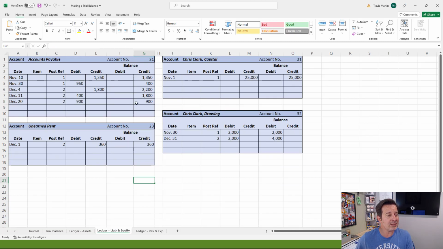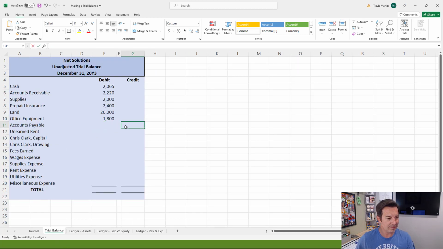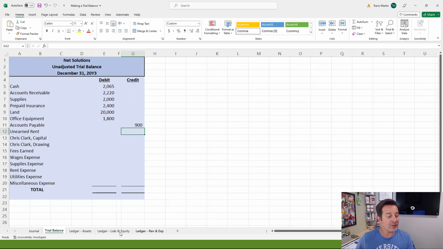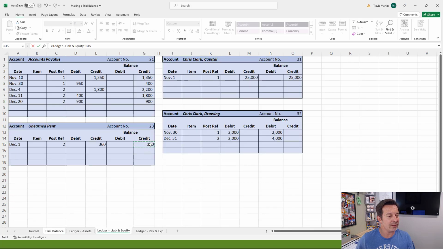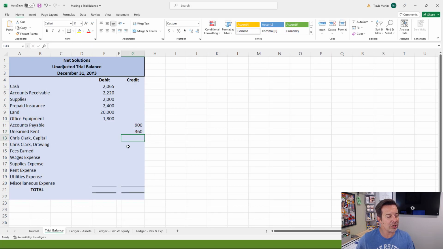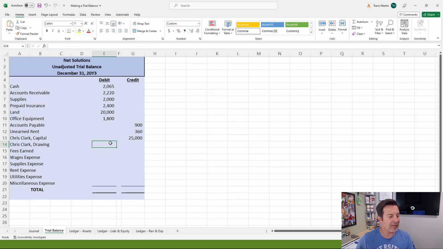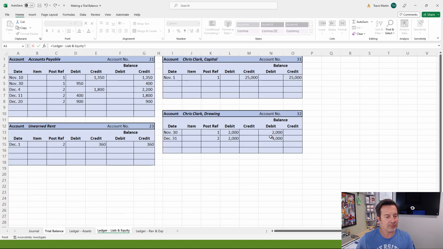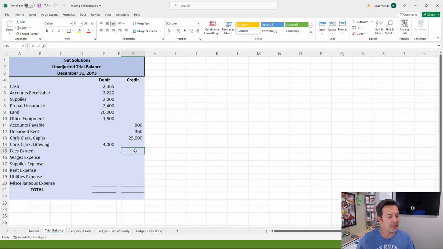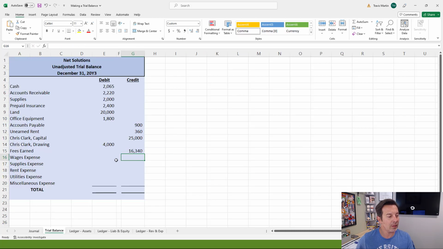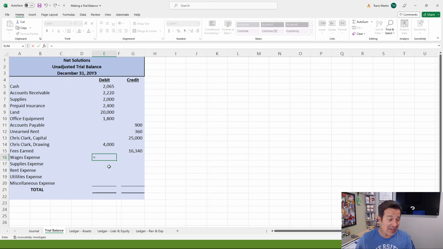Moving on to the liabilities, you can see liability does have a credit balance. Accounts payable. Grab that number. Moving on to unearned rent, another liability account here. Make sure we get that in there. We have Chris Clark Capital under equity, $25,000. We have that drawing account, which has a balance of $4,000. Fees earned is a revenue account. It's going to have a credit balance in it. All my expenses should have debit balances.